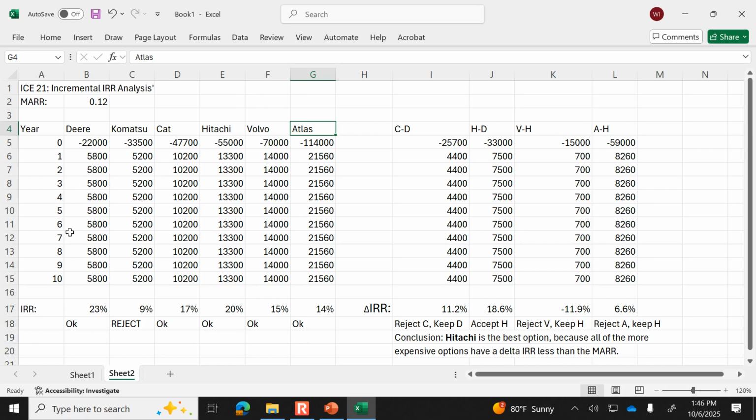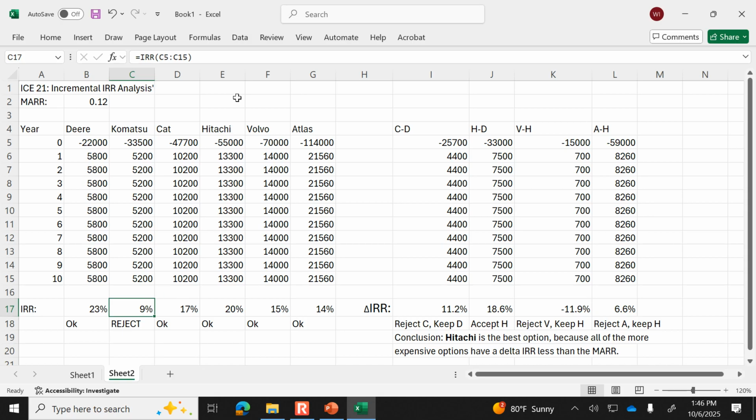Okay, after sorting, the next thing that we do in this process is the initial screening. And everything except for Komatsu passed the initial screening. The reason why Komatsu failed is that its IRR was lower than the minimum rate of return. So 12% is our minimum. Komatsu only yields 9. So we reject it, but everything else is acceptable.